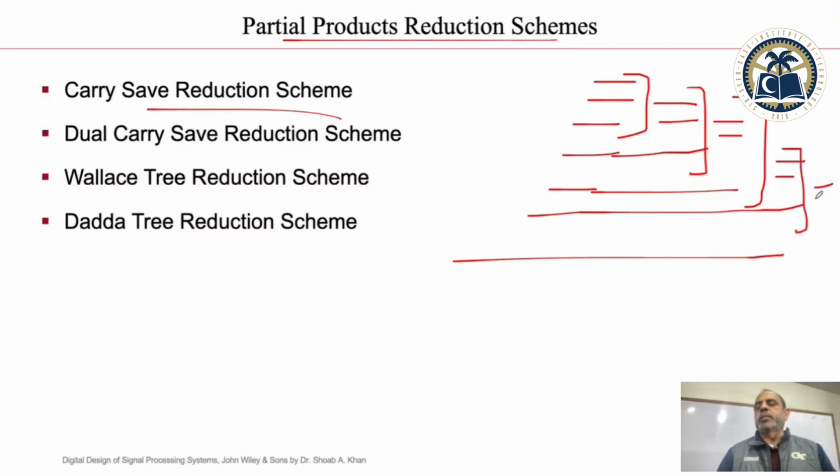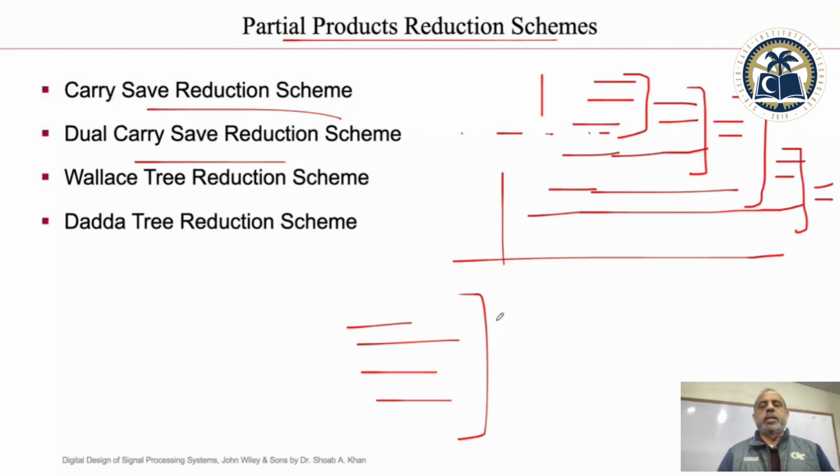And once you have 2 layers, now add them together to get the final answer. This is called carry save. Dual carry save is, why not I split it into 2 parts and apply carry save here and apply carry save here. So I'm going to get 2 layers from the above and 2 layers from the bottom. So I have 4 layers. So then 4 layers I can have converted them into 3 layers and then converting them into 2 layers, and then we add.